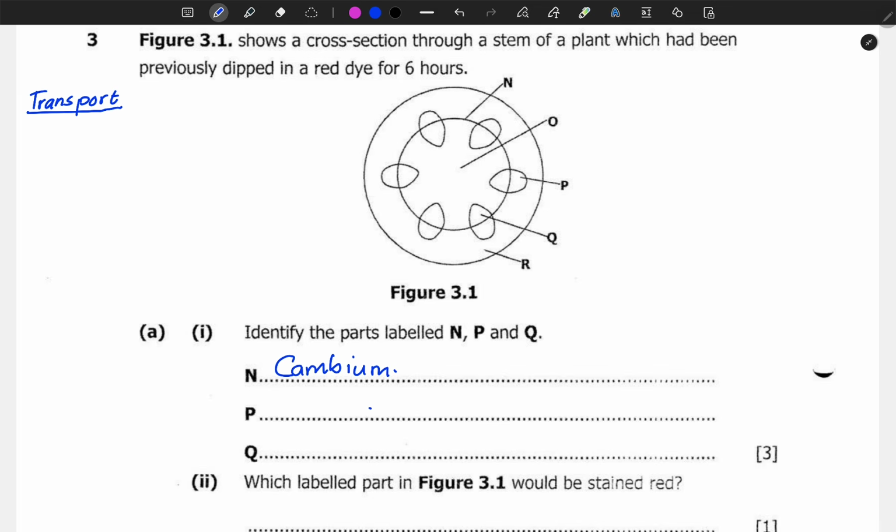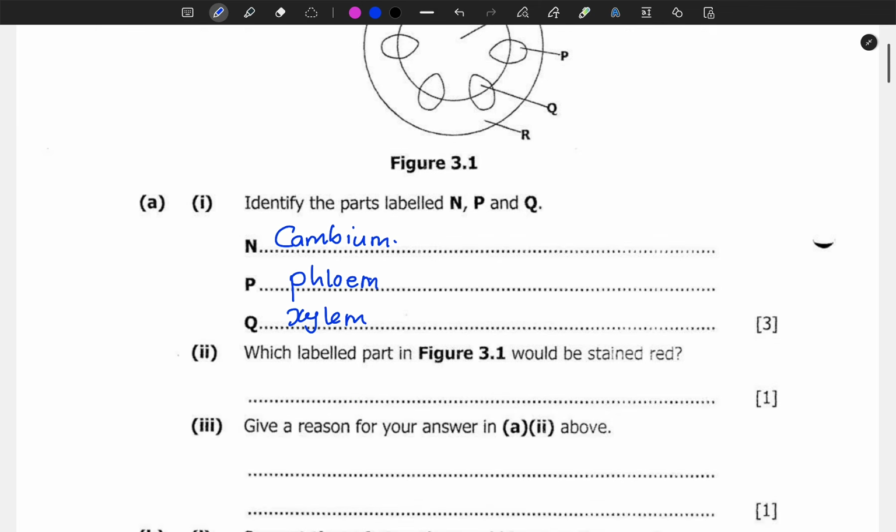We move on to P. P is this outside structure of the cambium, and this is known as a phloem. So remember, the phloem is outside, the xylem is inside. Then for Q, that is a xylem. So xylem inside, phloem outside. That's a simple song that you can use to identify these two structures in case they give you issues.